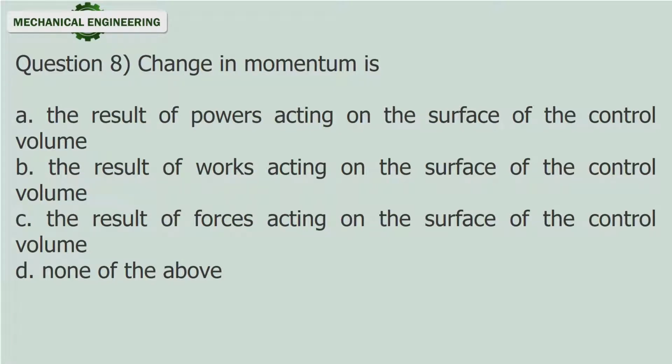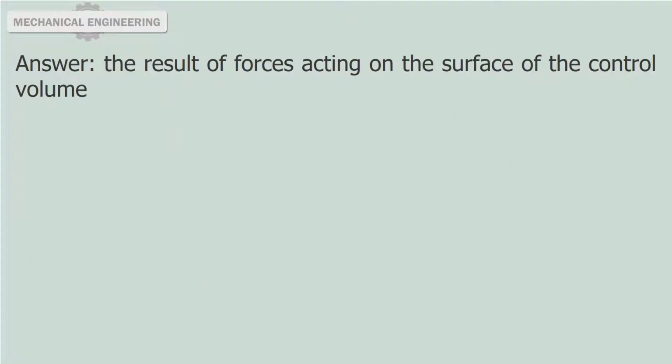Question 8. Change in momentum is A. The result of powers acting on the surface of the control volume. B. The result of works acting on the surface of the control volume. C. The result of forces acting on the surface of the control volume. D. None of the above. Answer: the result of forces acting on the surface of the control volume.